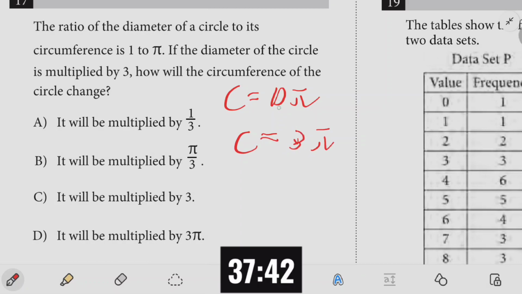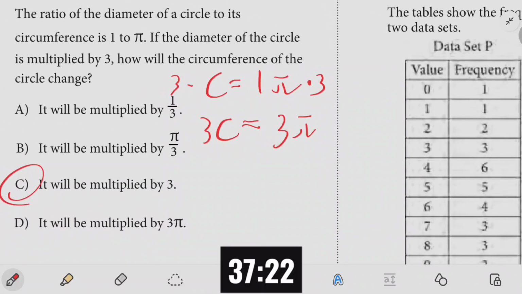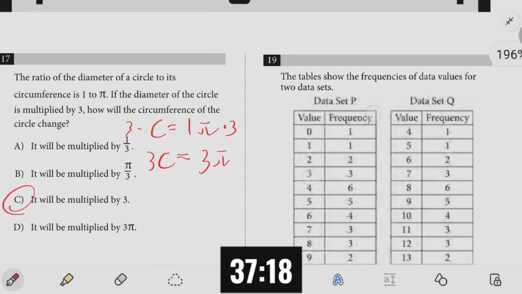Okay, actually, let's say this is 1, right? We multiply this side by 3, we multiply this side by 3, 3c, 3 pi. It will be multiplied by 3, because at the end of the day, all we're doing is multiplying it by pi. The circumference will not be 3 pi. And no, we can't have another pi in there, because that would be pi squared, and we don't want to deal with that.